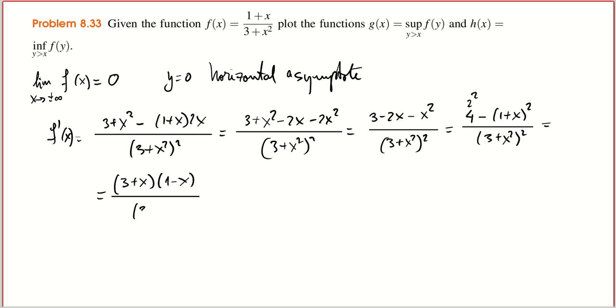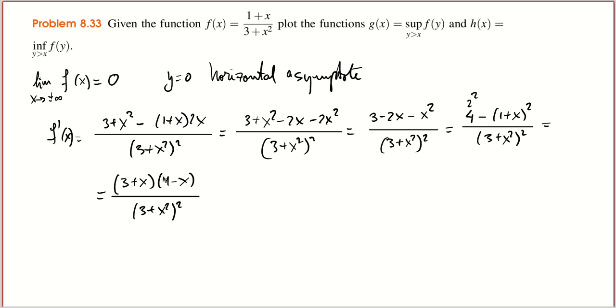Okay? Over 3 plus x squared squared. Right. We can check this. If we multiply this, it is minus 3 plus 1, which is minus 2. That's correct. Then minus x squared, and then 3. All right. Now, the denominator is always positive. We don't worry about that.